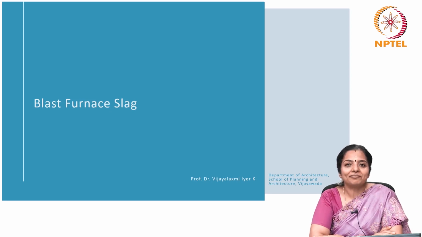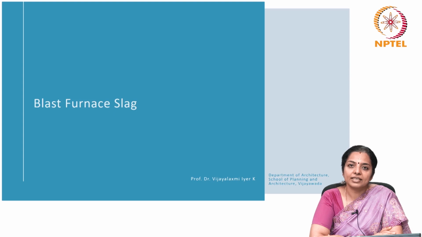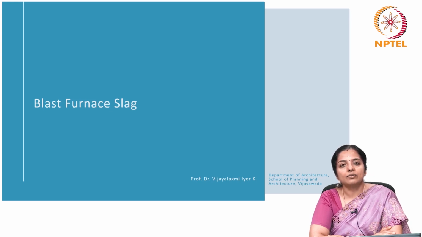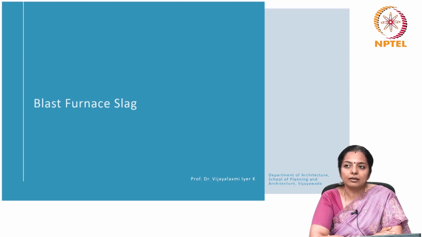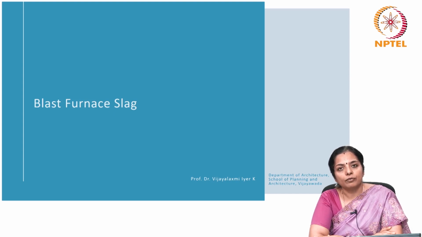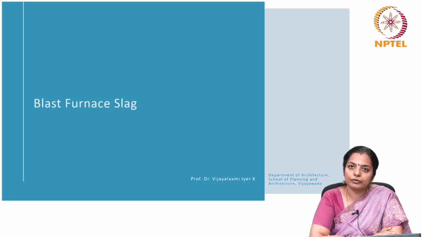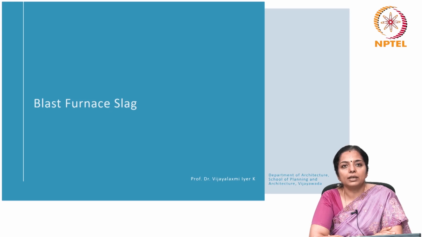Hello everyone. So we have already commenced studying about alternate building materials. In the last class we saw fly ash as a building material and how we can utilize fly ash in concrete, because there is a lot of production of fly ash and there is a lot of demand for concrete also. Today we will look at another building material which can be made using blast furnace slag.